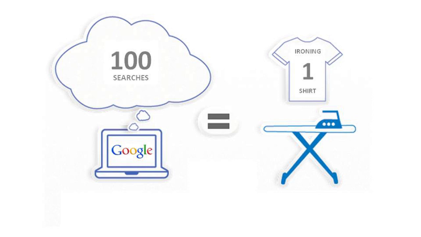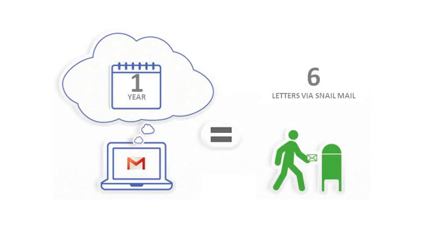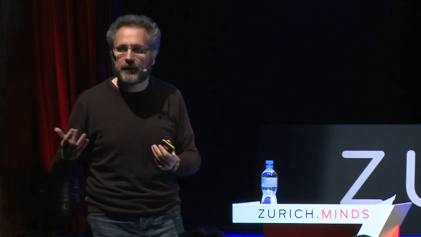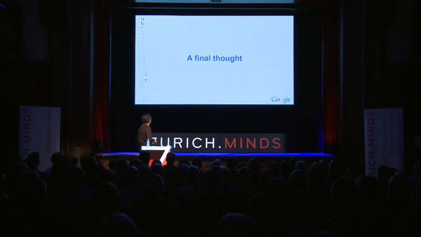So one way of looking at it is a comparison like this. Ironing a shirt, don't do it. Do Google searches instead. Or, for example, to produce a glass of orange juice is the equivalent of pretty many searches. Using Gmail is again energetically very cheap, because moving electrons is a lot cheaper, a lot more efficient than moving atoms, right? Real things in the real world.